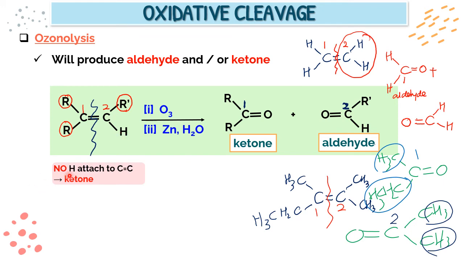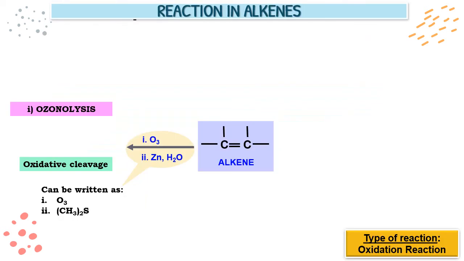Okay, so this is the summary of what I just said. If there's no hydrogen attached to the carbon-carbon double bond, like this one, it will be a ketone. But if you have at least one hydrogen attached to the carbon-carbon double bond, the product will be an aldehyde. So now, let's complete this mind map. This will be the product just now, aldehyde or ketone.